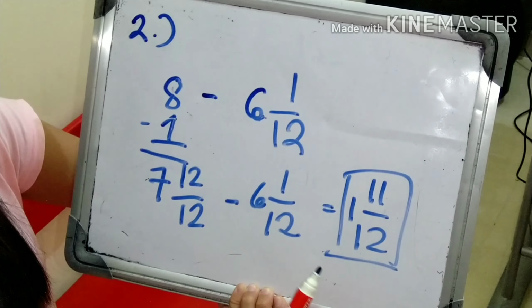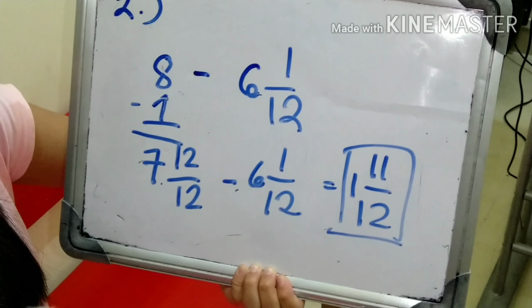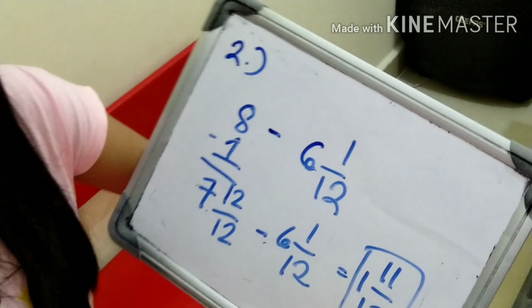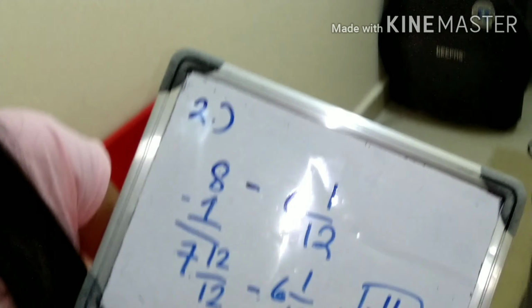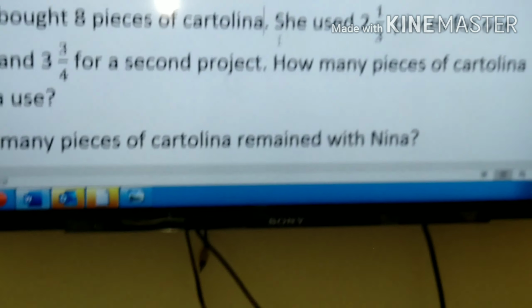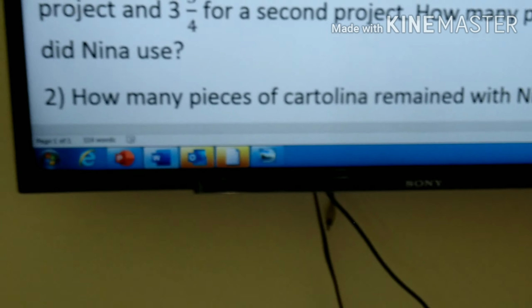So how did you find the answer? I minus it by 6 and 1 over 12, so it became 1 and 11 over 12. Okay, so your final answer is? 1 and 11 over 12. Okay, so thank you, very good. So let's proceed to question number 3. So here's the question.